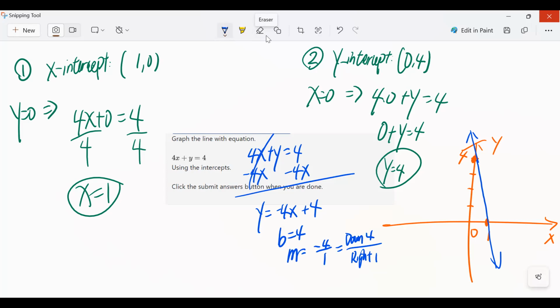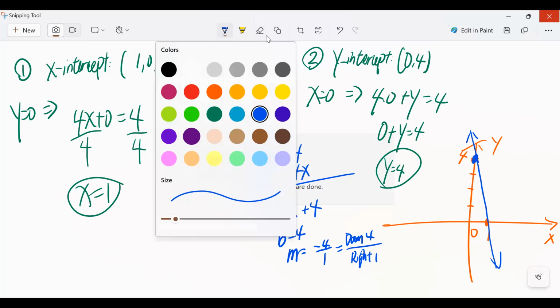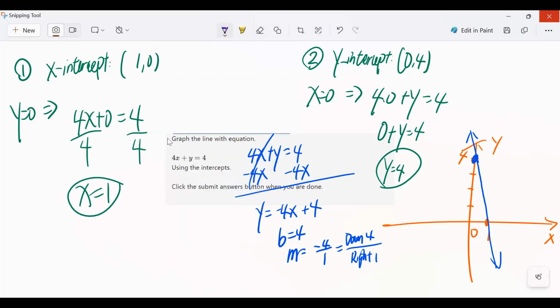I start with the y-intercept 4, right here. And then we're going to go down 4 units: 1, 2, 3, 4, and then go to the right 1 unit. At the second point, they do match with each other, right? And so we get the same line here. Also, because the slope is negative, from left to right it is decreasing.